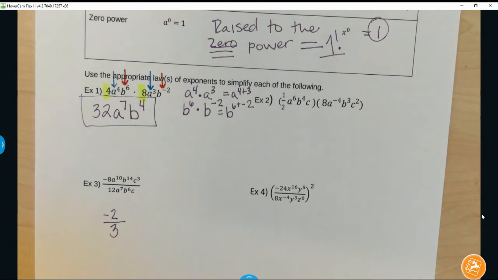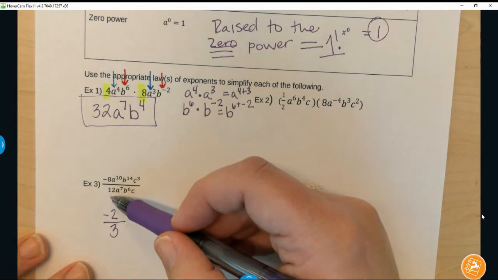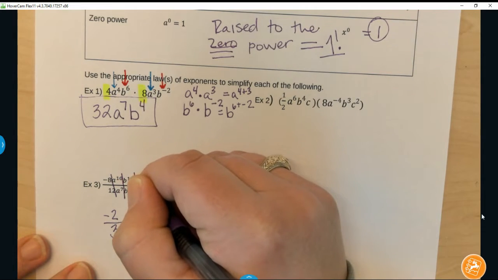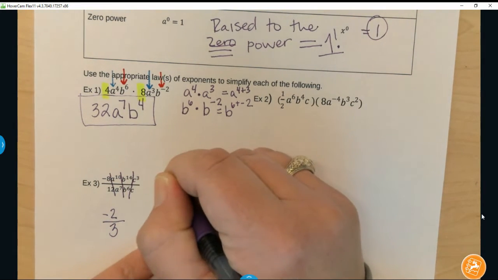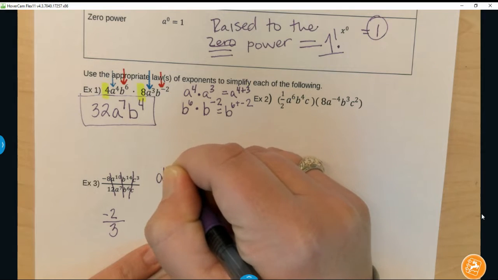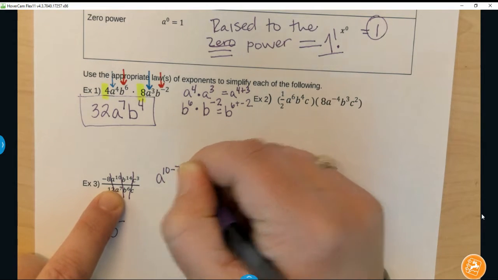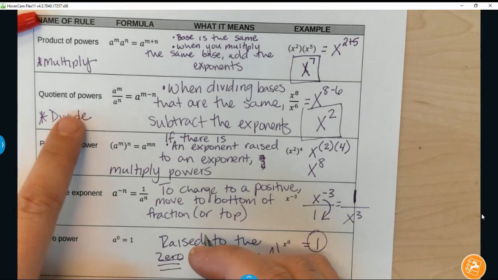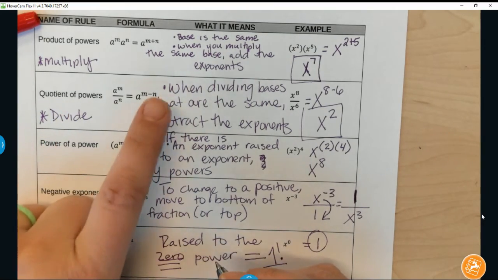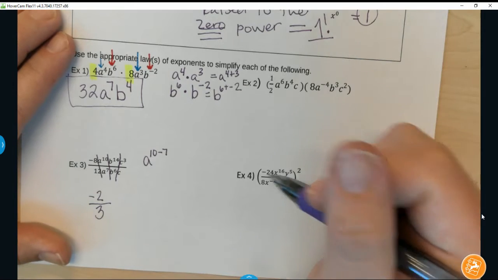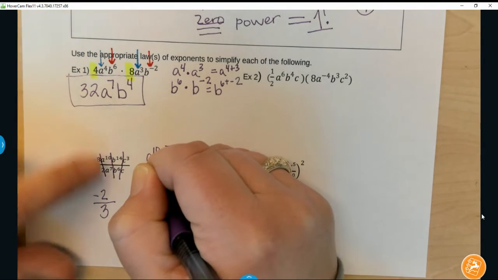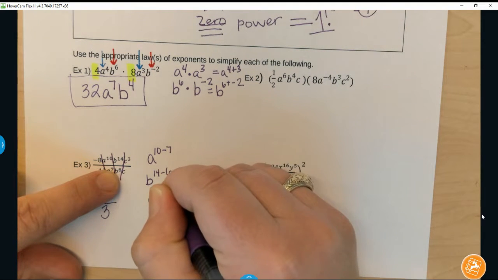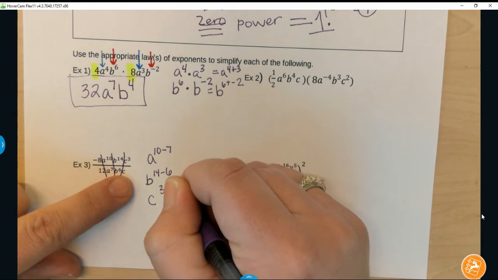Now here's what we need to think about. We reduce the coefficients, and now, like I said, we're going to be breaking apart the a's, and then the b's, and then the c's. So I'm just going to write it out to the side again. I'm going to have a to the 10th power minus 7. Why did I subtract it? Because it's being divided. And we know, based on the quotient of powers, you subtract the exponents when the bases are being divided. Next, do the same thing with b's. 14 minus 6. And then the c's, 3 minus, if there's no power there, you're going to assume it's 1.